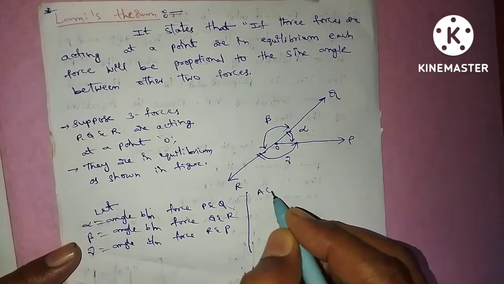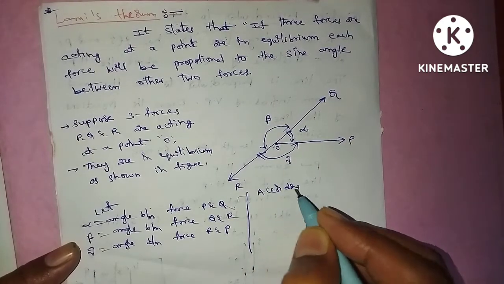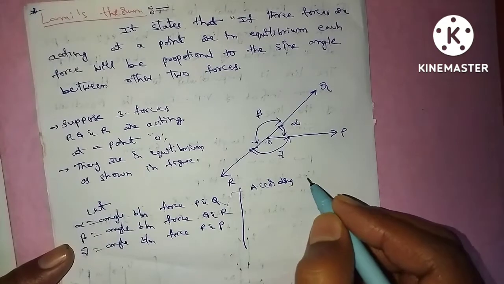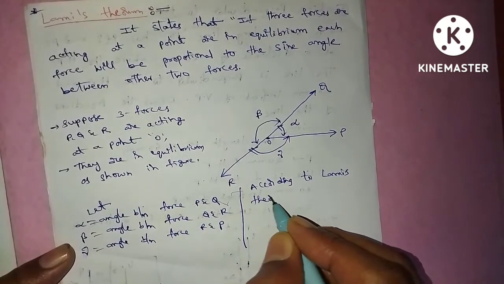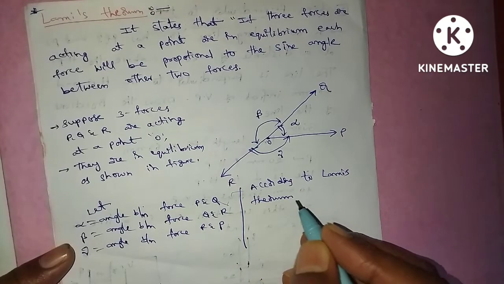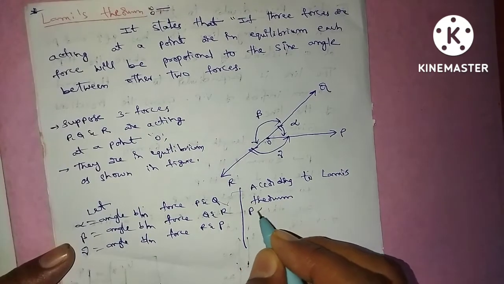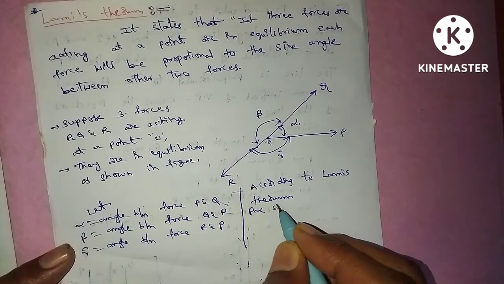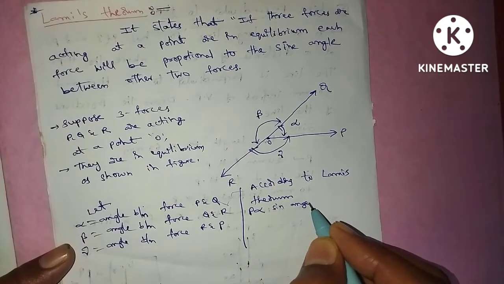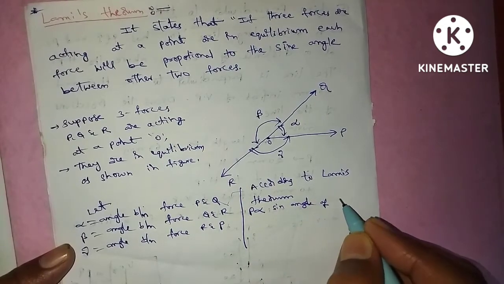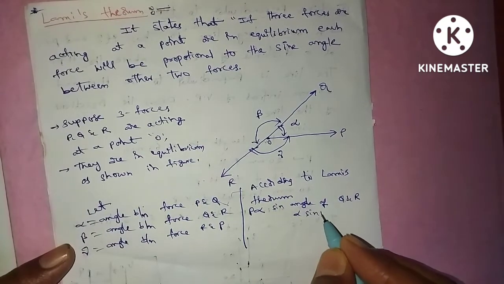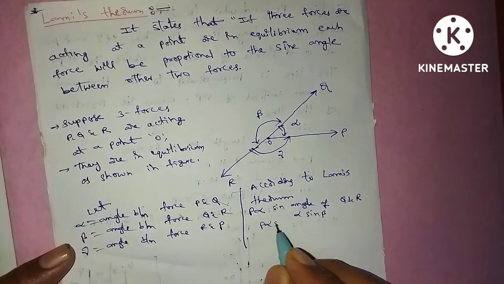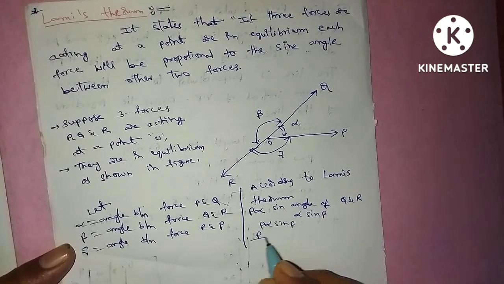So now, according to Lami's theorem, a force will be proportional to the sine angle between the other two forces. Let us say P is a force. P is directly proportional to the sine of the angle between the other two forces, Q and R. So P is directly proportional to sine beta. So P by sine beta is equal to a constant.